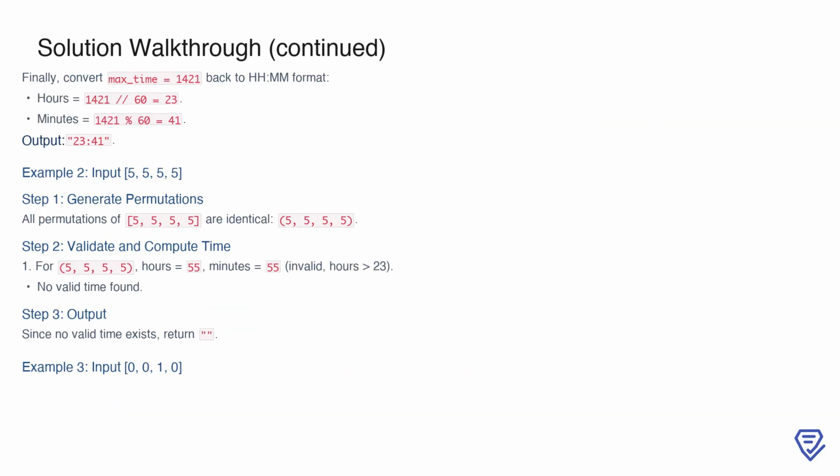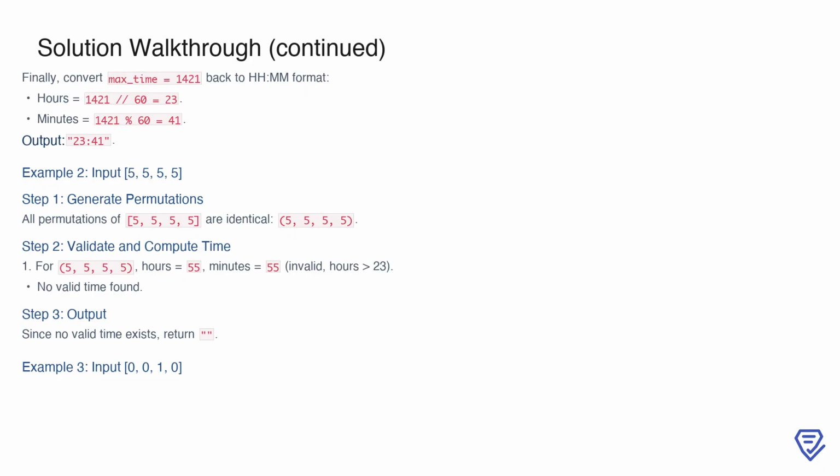Now that we have the maximum valid time in total minutes, 1421, the next step is to convert it back to the standard HHMM format. To do this, we divide 1421 by 60 to get the hours, which equals 23. The remainder, found using the modulus operator, gives the minutes, which equals 41. Combining these results, we format the output as the string 23:41.